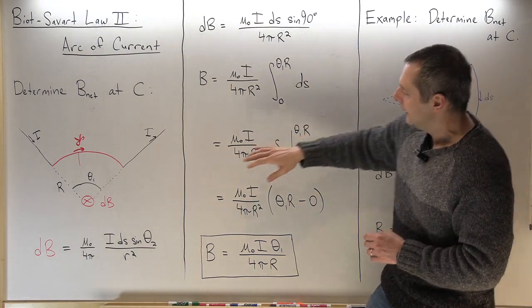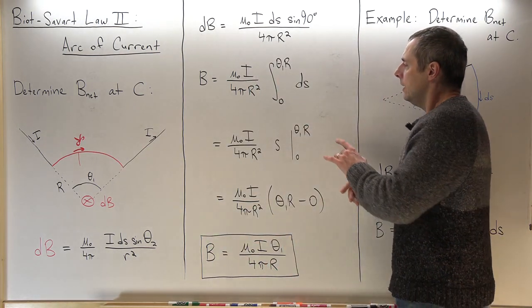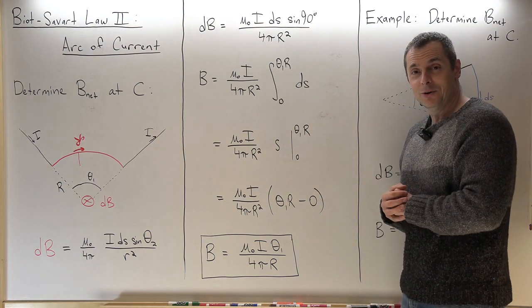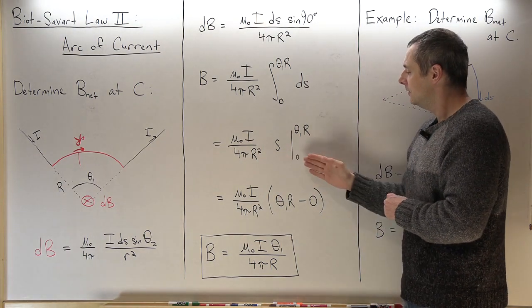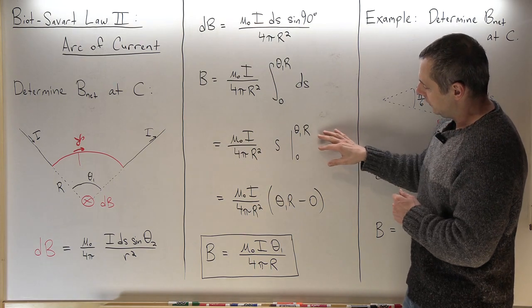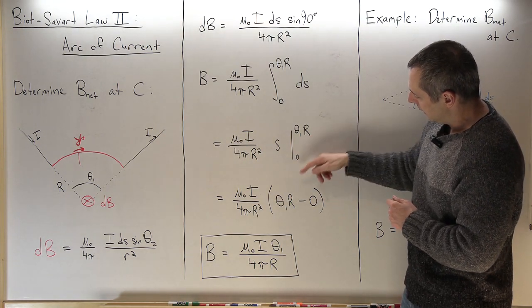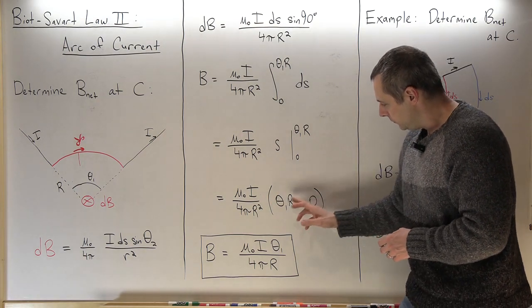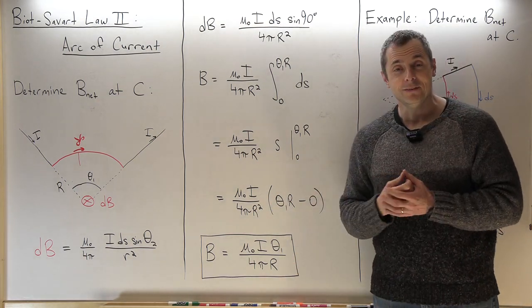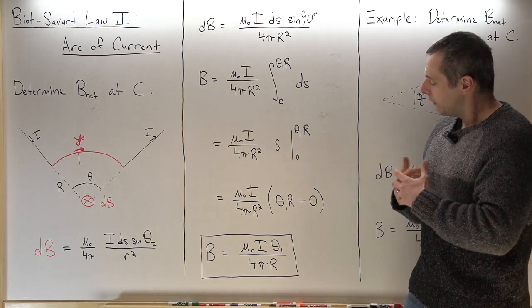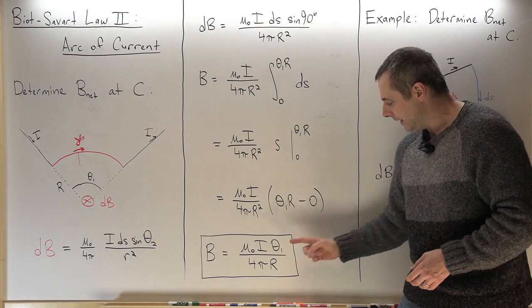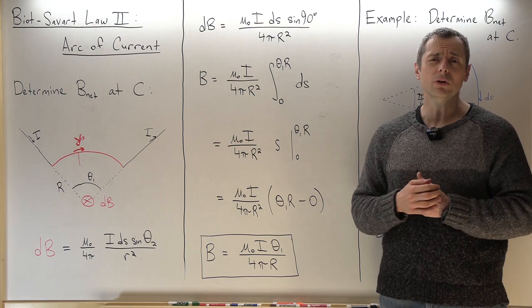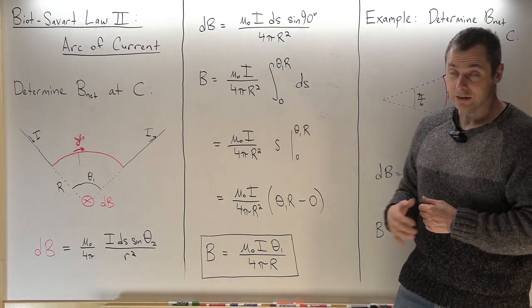So 0 to that, that's going to integrate over the arc. This is a really nice, easy integral. It just integrates to s for our limits. Next, we plug in our limits, theta 1 r minus 0, and then we simplify one of the radii, and we have the formula for the magnetic field around an arc of any radius and any angle. So I'll create a pause to allow you to copy this down.